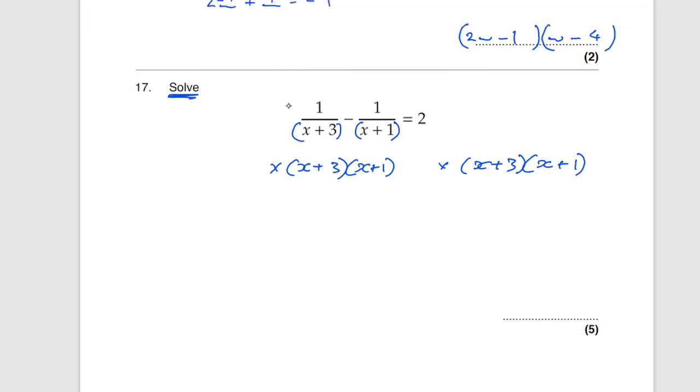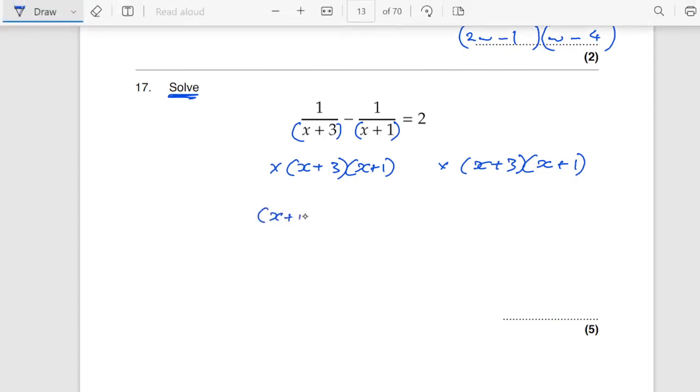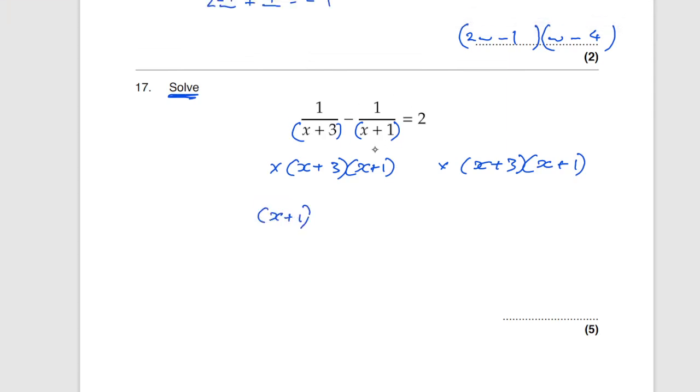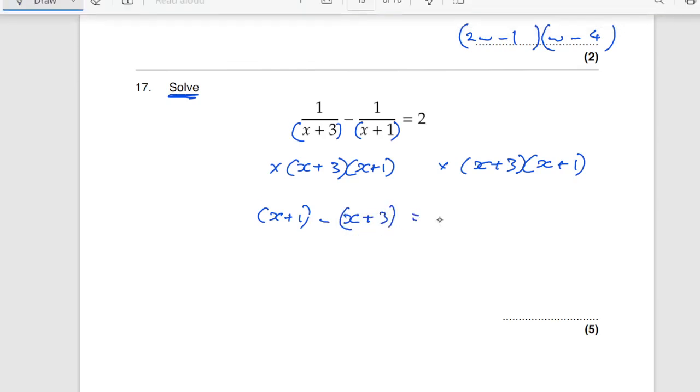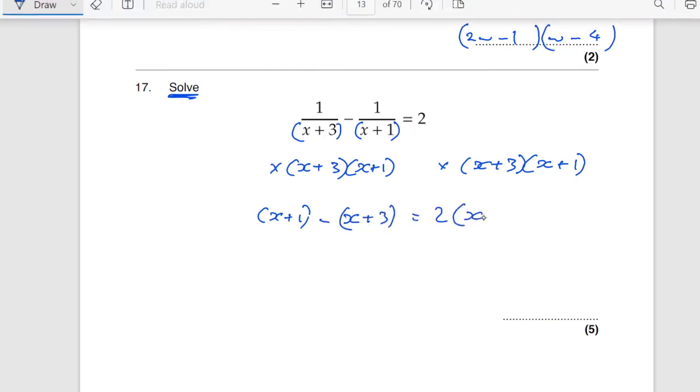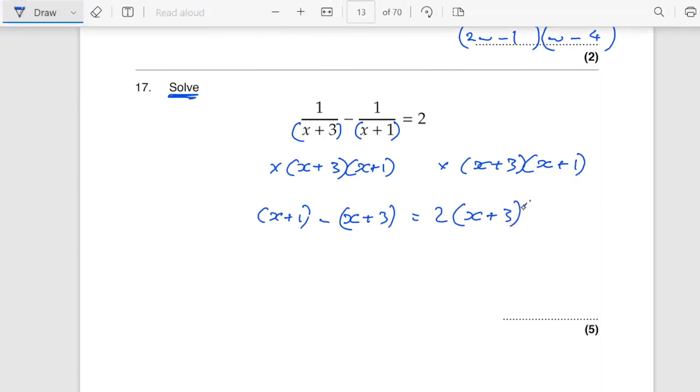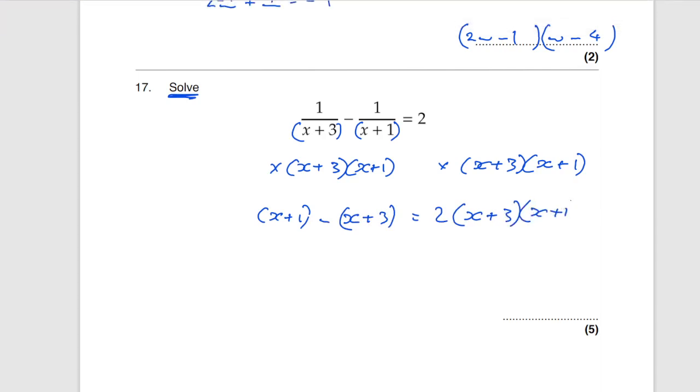So if I times this first fraction by that, in effect the x plus 3's would cancel, so I'd just be left with x plus 1. If I times this fraction by that multiple, the x plus 1's would cancel and I'd just be left with x plus 3. And then I'd be left with 2 lots of x plus 3 times by x plus 1.